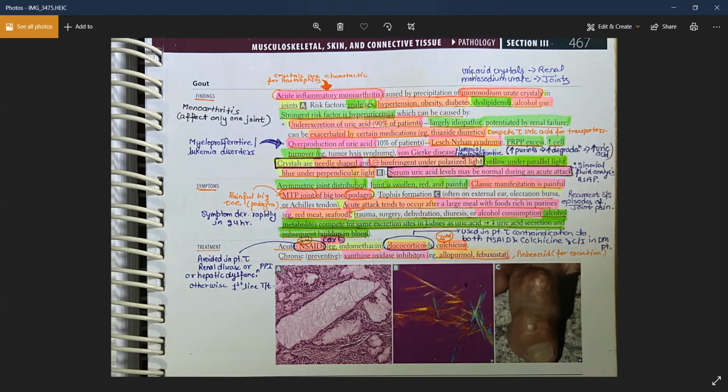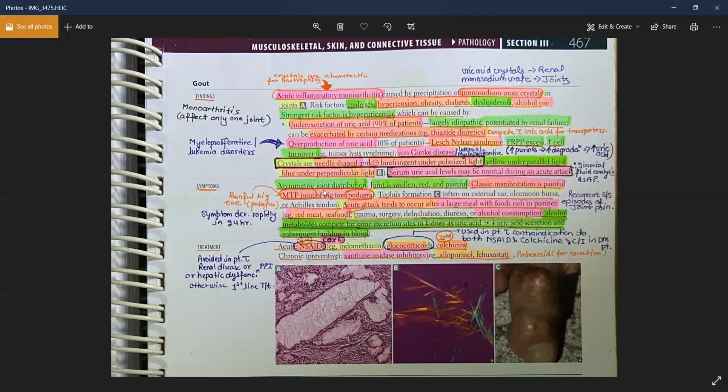It will help you. And note that uric acid crystals are found in the kidneys, and monosodium urate crystals are found in the joints. And these are the needle-shaped crystals, as you can see. Because of deposition of these crystals, you will have neutrophil chemotaxis, and that can cause the inflammation.